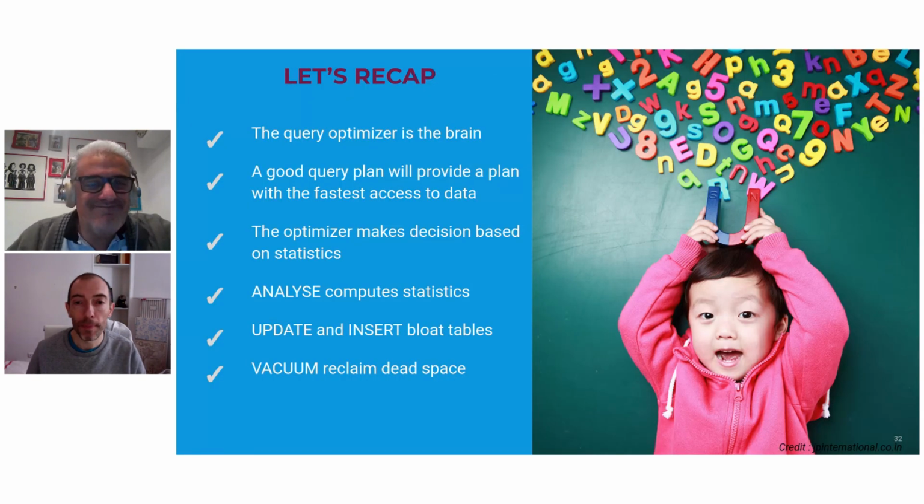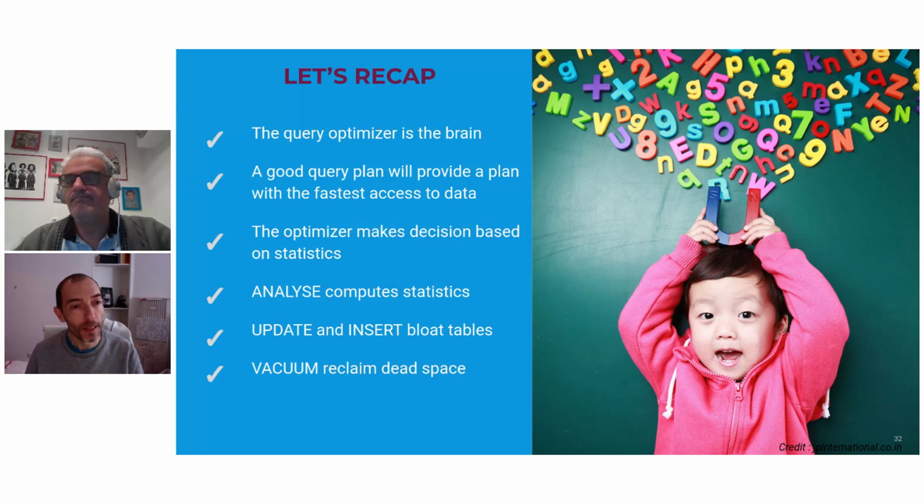All right, so let's recap what we learned so far. The query optimizer is the brain for query plans, so you get that. A good query plan will provide the fastest access to data. The optimizer makes decisions based on statistics. The analyze command gives Postgres the statistics it needs to perform queries in an optimal way. The update and insert SQL commands bloat tables over time and slow down your queries. And the vacuum command helps you mitigate the bloating issue and can reclaim the data space in multiple ways.